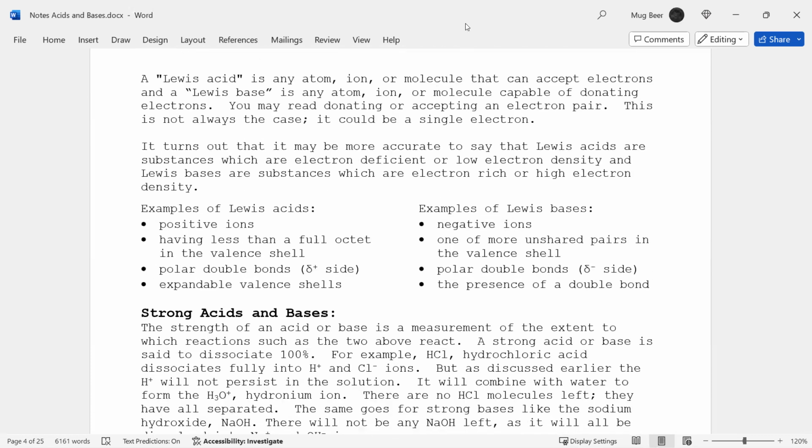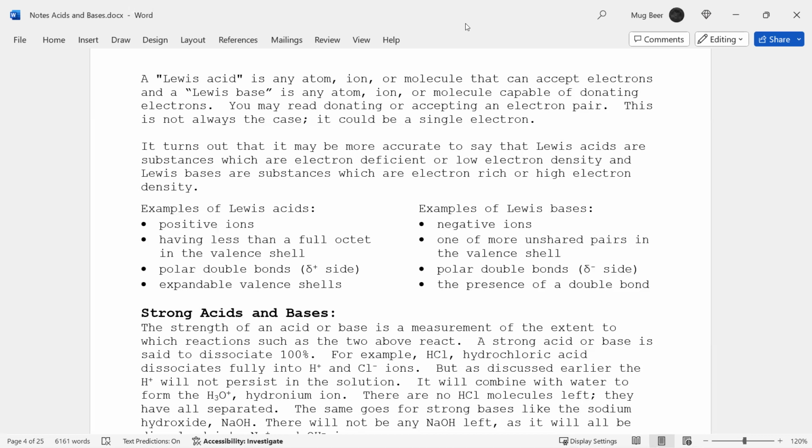So what are some definitions of Lewis acids? A Lewis acid is something that accepts electrons. So any positive ion would be a Lewis acid. Why? Because if it's positive, it would be happy to accept some electrons. Anything having less than a full octet in its valence shell, like sulfur or phosphorus. We talked about how sulfur and phosphorus violate the octet rule and can have 10 and 12 electrons. So if they can accept more electrons, then that makes them an acid. The polar side of any double bond, we'll get to that when we talk about organic stuff. And then anything that's got expanded valence shell. So all of these things are things that can accept electrons.